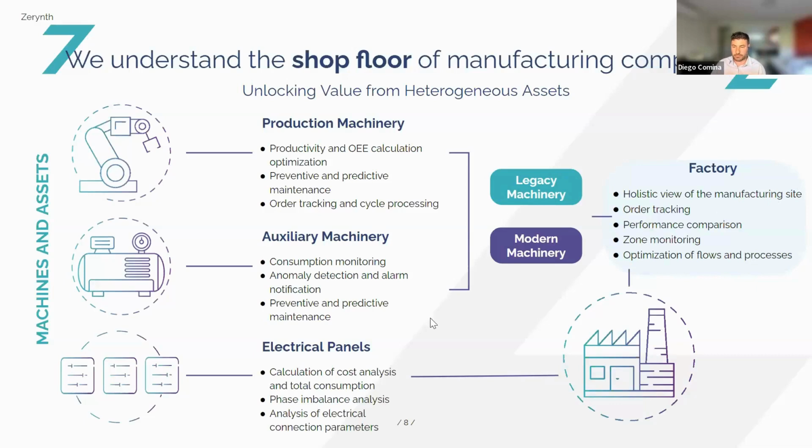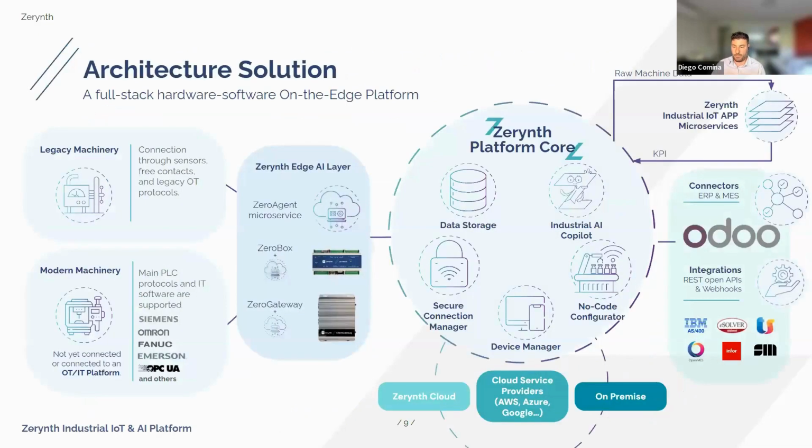Next, how do we do that? So in Zerynth, we developed a wing-to-wing solution. It means that it's a solution that really starts from the asset and then ends in flowing the information into a dashboard or ERP Odoo system. And we will show in a bit how we do that and the value of it.